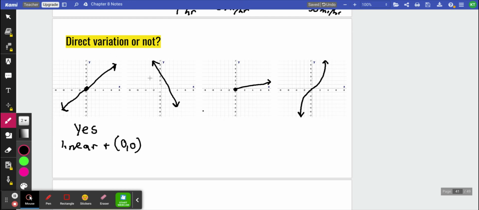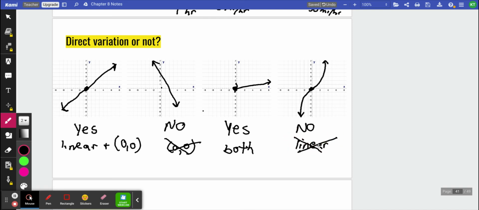Okay. Now, in number 2, this is a linear function, but it does not cross at 0, 0. So no, right? And the reason is it does not cross through 0, 0. Number 3 crosses at 0, 0 and is linear, right? So that's yes, direct variation, because it's both. I'm just going to write both here. Now, the last example, I can see it crosses at 0, 0, but it has this wave to it, right? So it's not linear. So that's no, not direct variation.